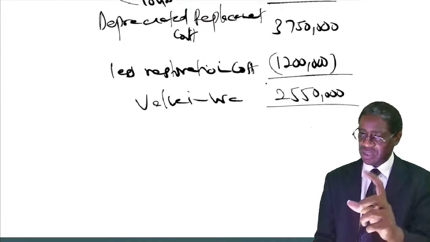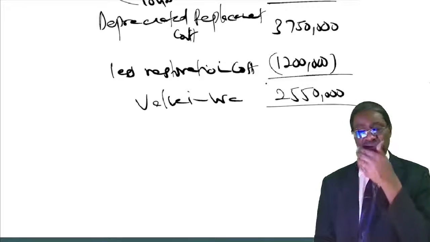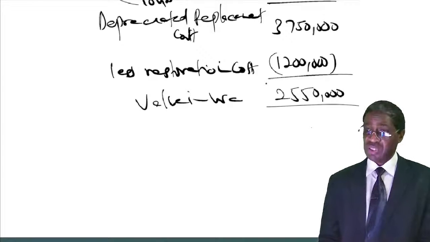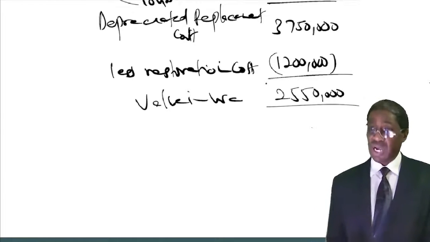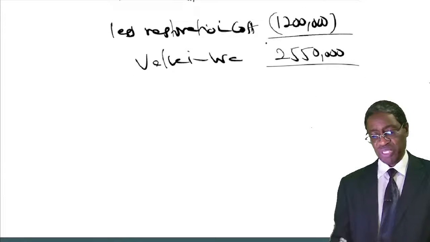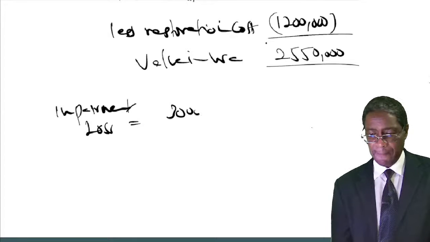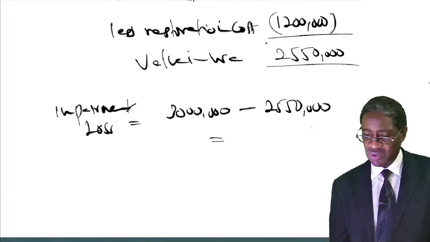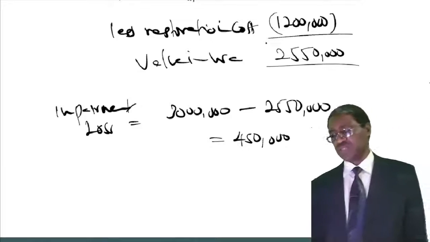the asset has suffered an impairment loss of the following amount. Good. Let's compute the impairment loss. Come and see, your impairment loss equals 3 million minus 2,550,000. That is exactly 450,000. That's our impairment loss for that asset.